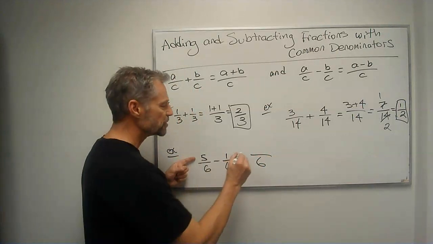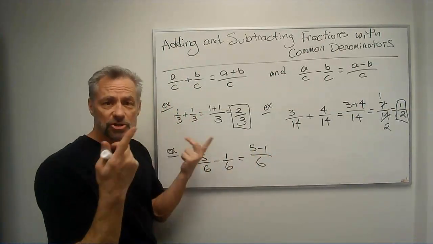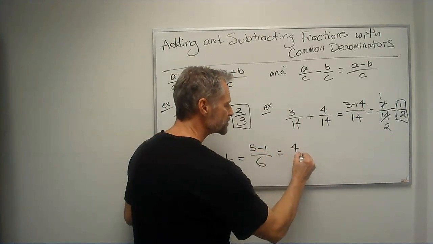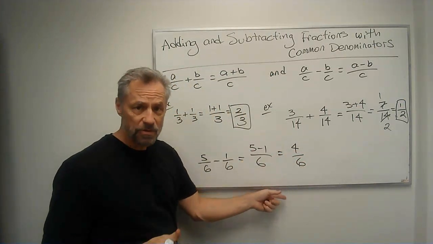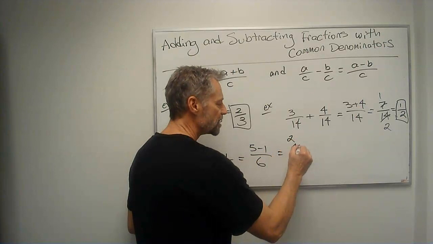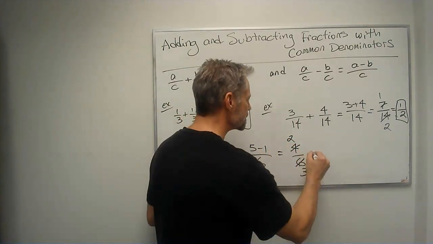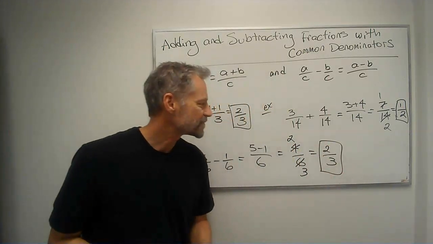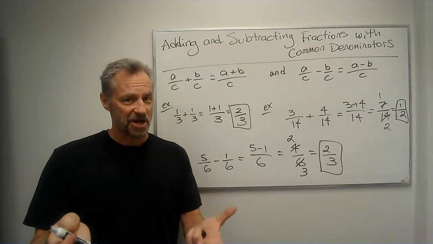Just subtract the numerators. And you don't have to write that 5 minus 1 step down. You can just do it in your head, of course. But that's what we're doing. So we get 4 over 6. Again, that reduces. 2 goes into both of those. 2 goes into the top once, goes into the bottom 3 times, and so 2/3 is our answer. So that's the idea. Easy as that when you have a common denominator.